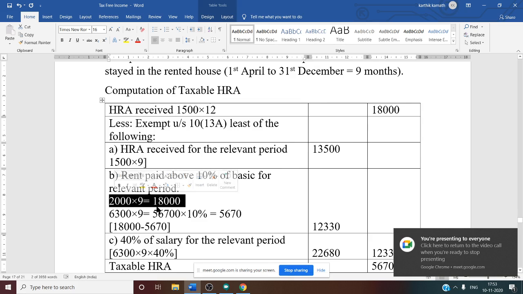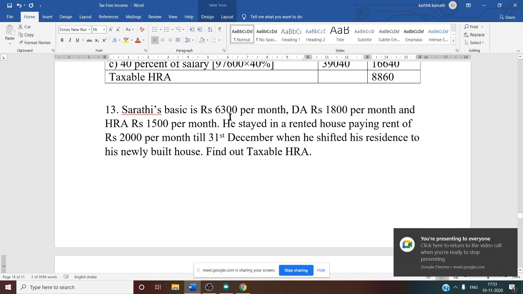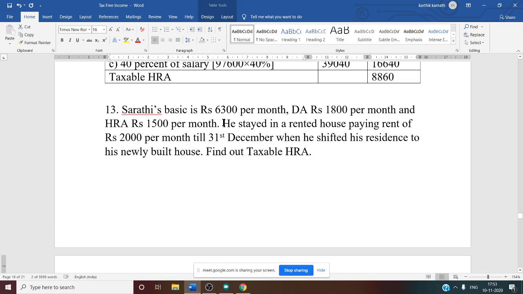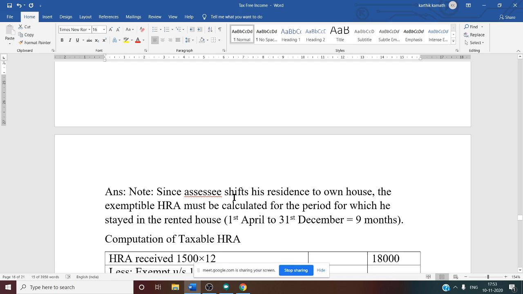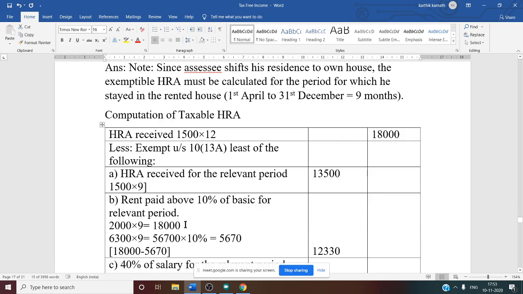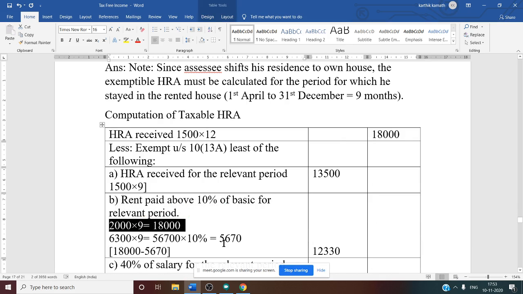2000 is the rent paid. How is 2000 the rent paid? Once you see, he stayed in the rented house by paying rent of 2000 per month. So 2000 into 9, 18,000. Then we got the rent paid answer.